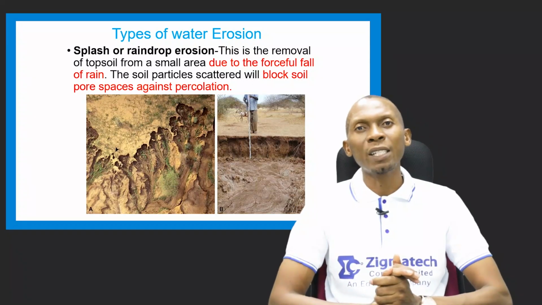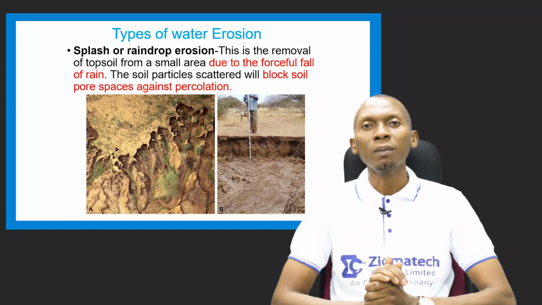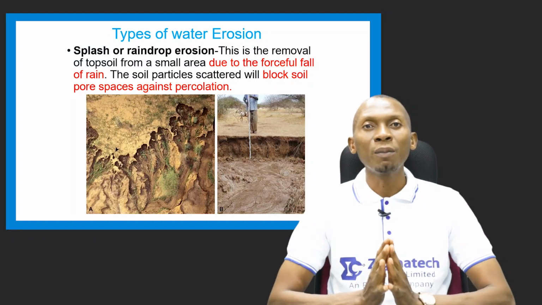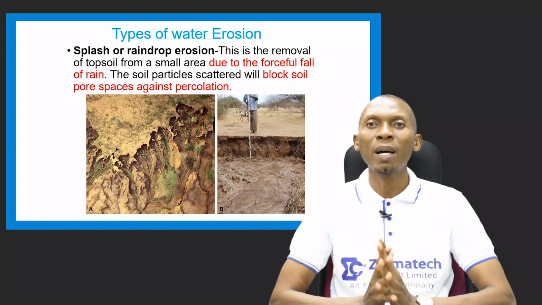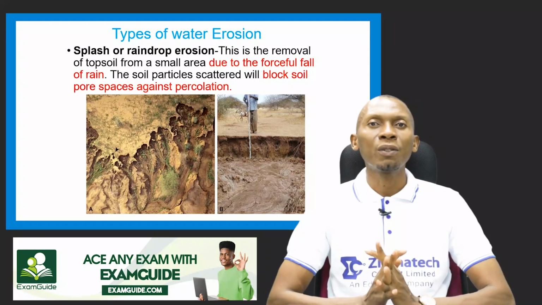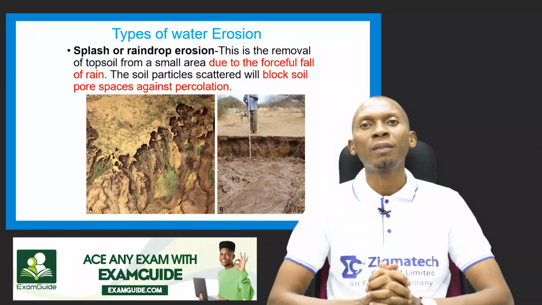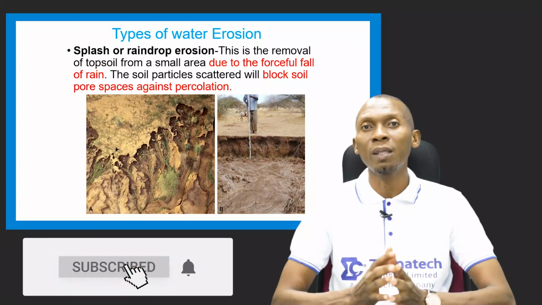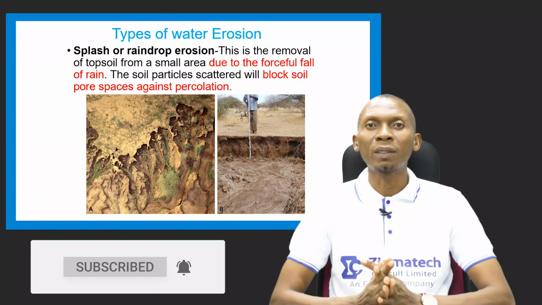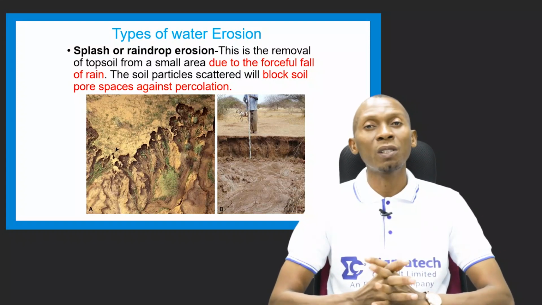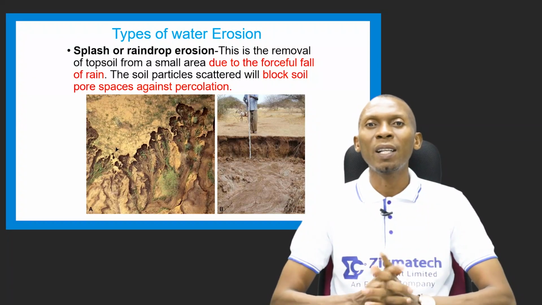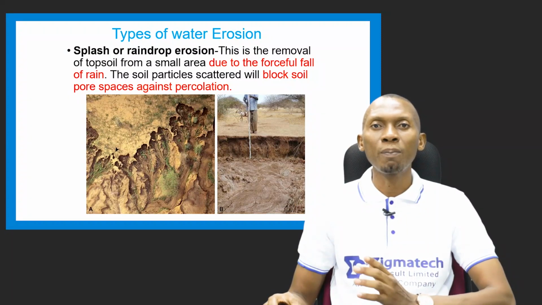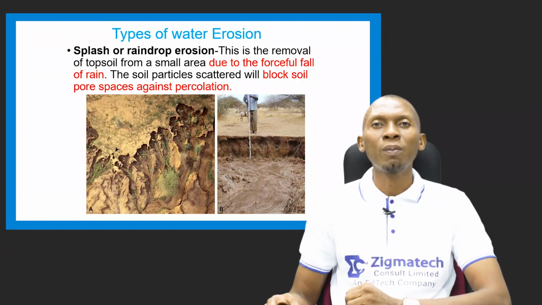We also have splash or raindrop erosion. Now, this is the removal of the topsoil from a small area due to the forceful fall of rain. So from the name raindrop erosion, you can see that it's caused by the forceful fall of rain. As a result, the soil particles are scattered. The scattered soil particles will now become blocked, that's the soil pores within these soil particles become blocked. And this will prevent percolation, which is also known as absorption of water into the soil, and that will now lead to what is called raindrop or splash erosion. You can see the picture describing raindrop or splash erosion.